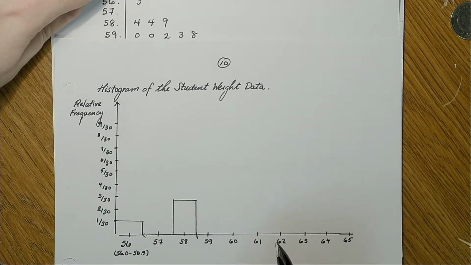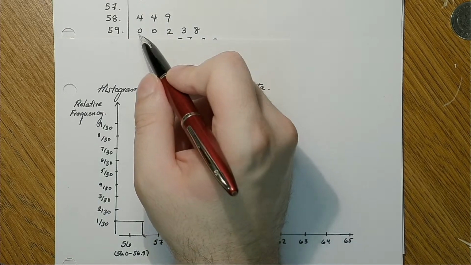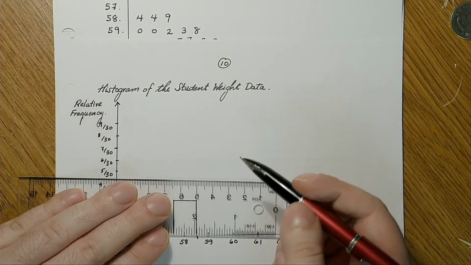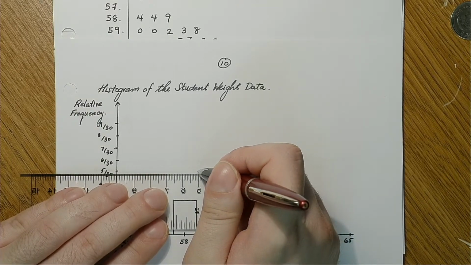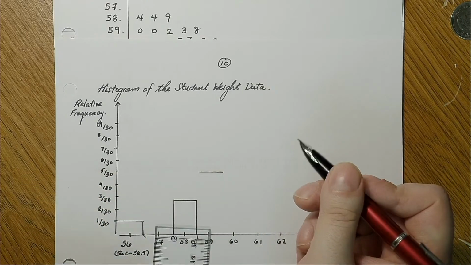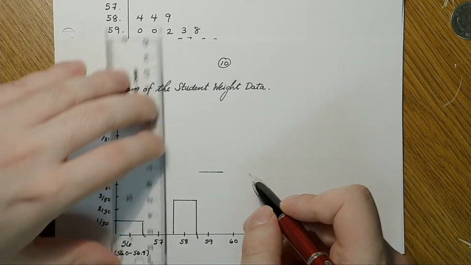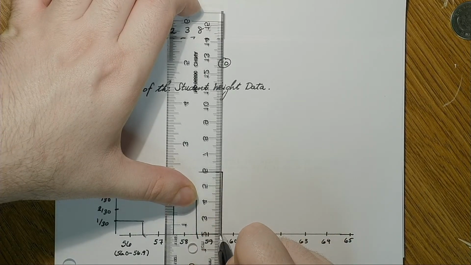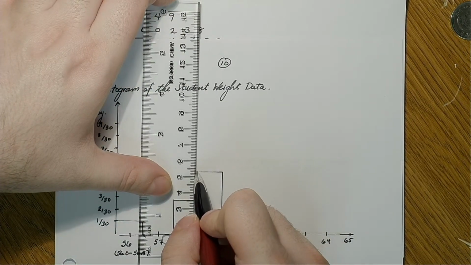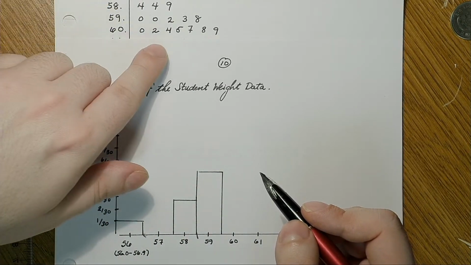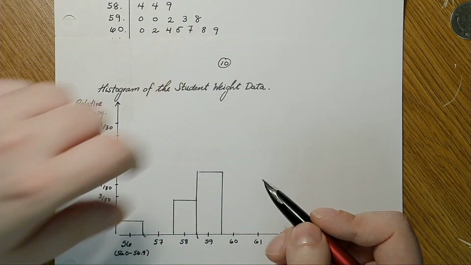There's 58, 59. So in this case, there's 2, 4, 5. 5 here. Two, 4, 6, 7 of these.